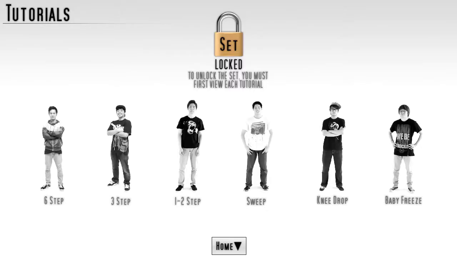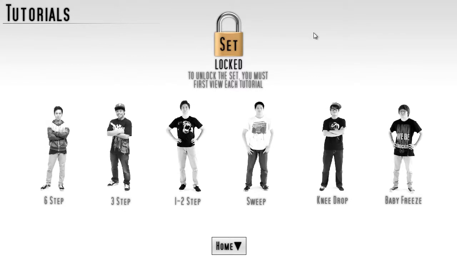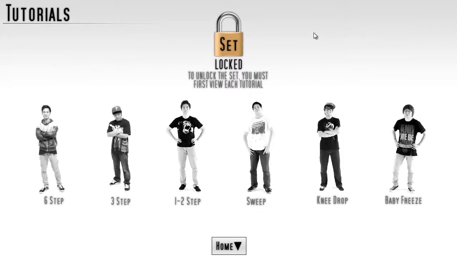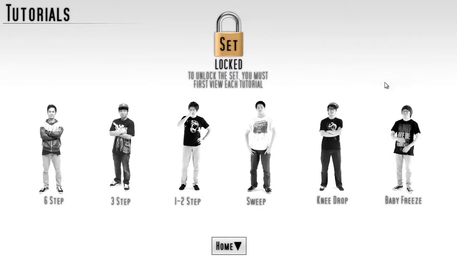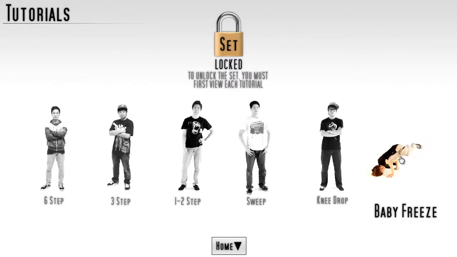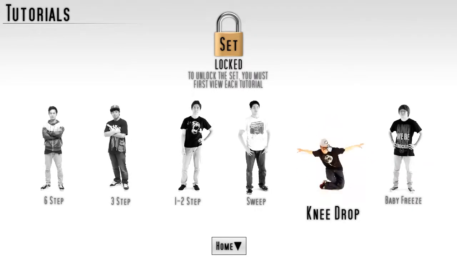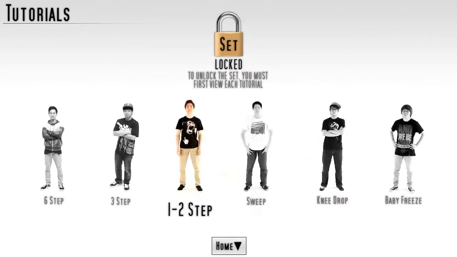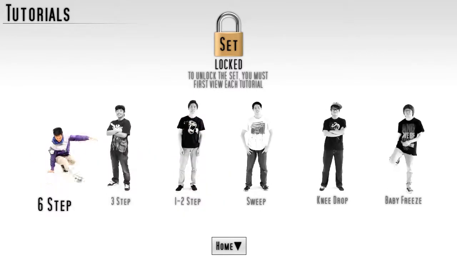When I mentioned the placeholders earlier, basically these icons or figures were still photos of my other friends, but after I shot everything, I replaced them with these looping animations of the instructors. As you can see, when I roll over each of these instructors, they display the moves that they're teaching. So you can see the baby freeze, the knee drop, the sweep, the 1-2 step, the 3-step, and the 6-step.